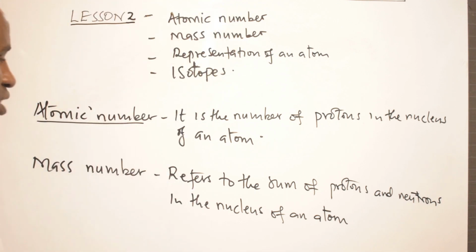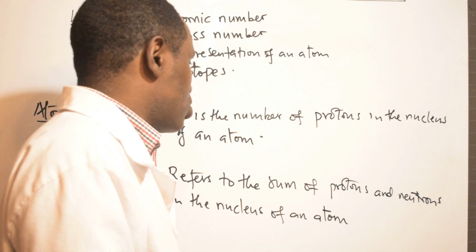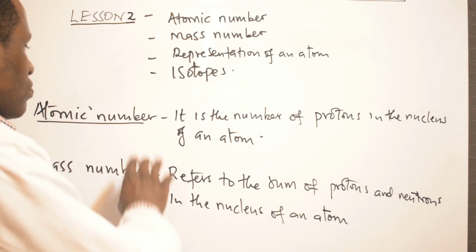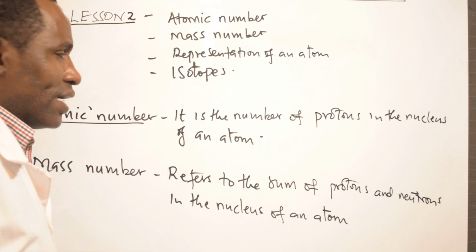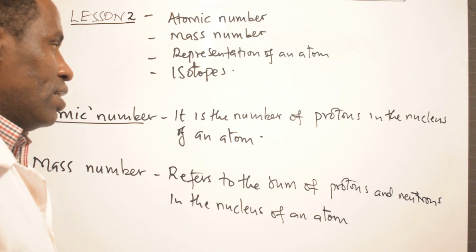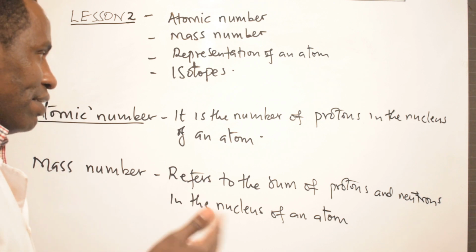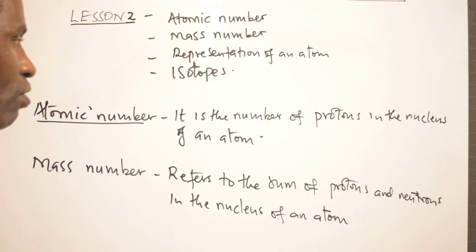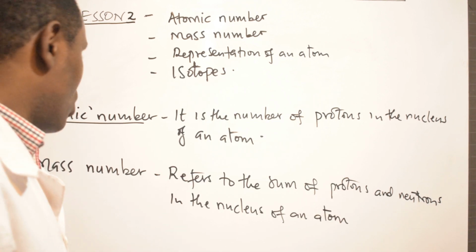Therefore, this one is very important. It is more important to note that because it defines an element. If I talk about, for example, hydrogen, it has atomic number 1; helium, 2; lithium, number 3; beryllium, atomic number 4, like that. We're going to look at it.